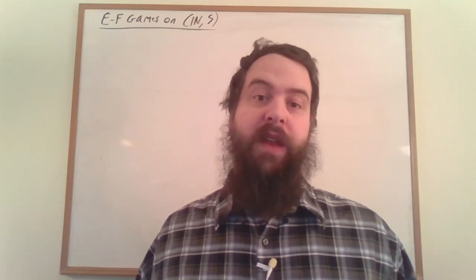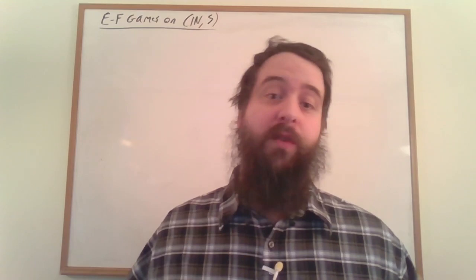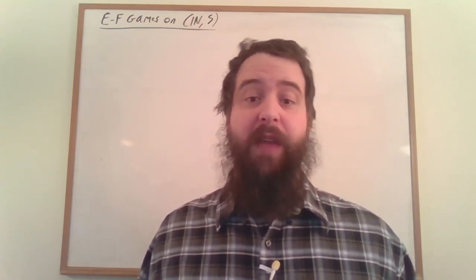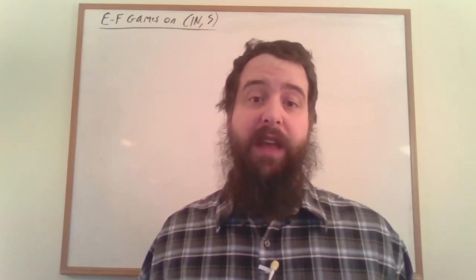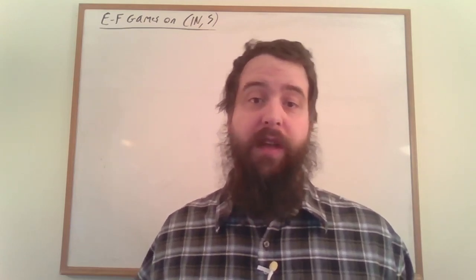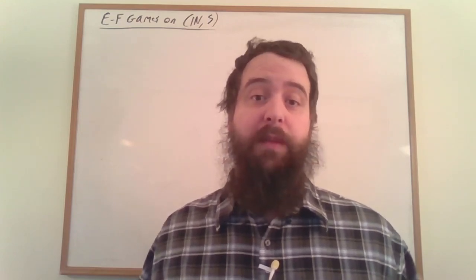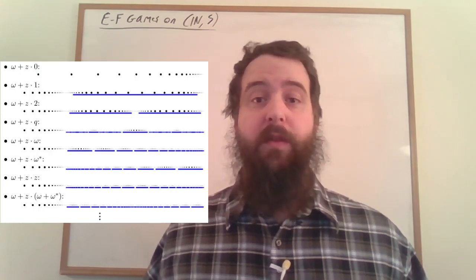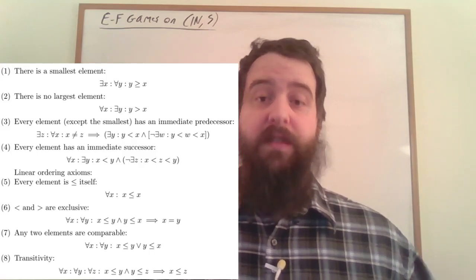Hello, in this video I'd like to talk about how we can apply EF games to other sorts of structures. In the previous video I specified that EF games would only work on structures that had a finite number of relations to them and no operations. And we saw just how powerful EF games could be, eventually being able to completely classify the non-standard models of the natural numbers as a linear ordering, and provide a complete axiomatization for this class of structure.